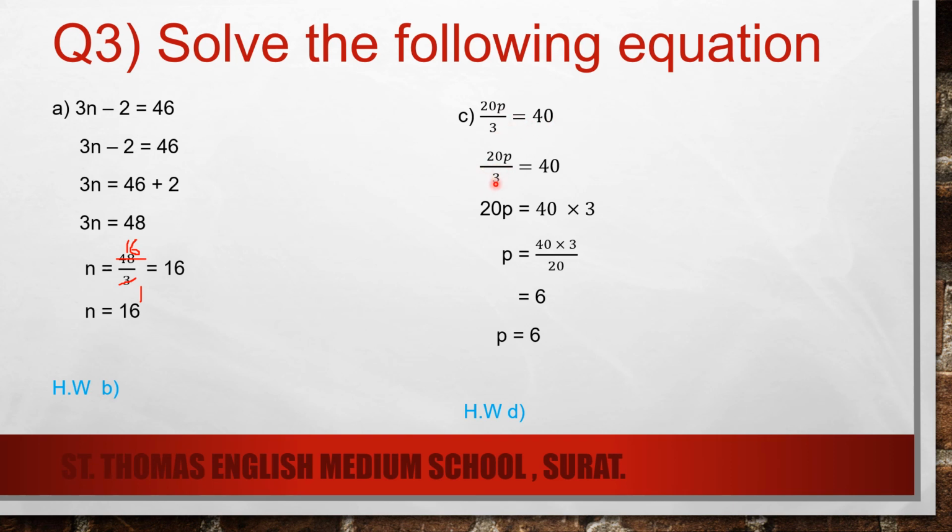First we will take this division. Division goes here, become multiplication. So write here as it is, 20p is equal to 40 multiplied by 3. No need to multiply, just write like this only. Okay. Now this is a multiplication. If it comes here, it becomes division. So p is equal to 40 multiplied by 3 divided by 20.